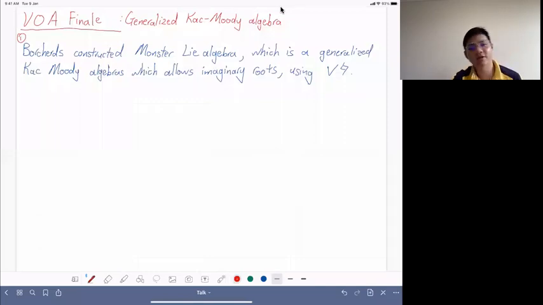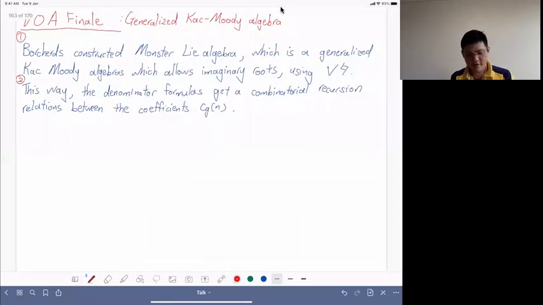So what Borcherds did is he constructed a thing called the monster Lie algebra, which is a generalized Kac-Moody algebra. Kac-Moody algebra is a generalization of Lie algebra, and Borcherds further generalized it to include imaginary roots. And what's the benefit of constructing this Kac-Moody Lie algebra?